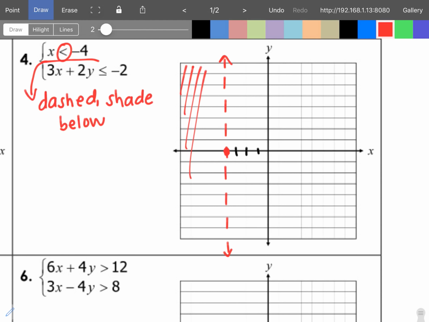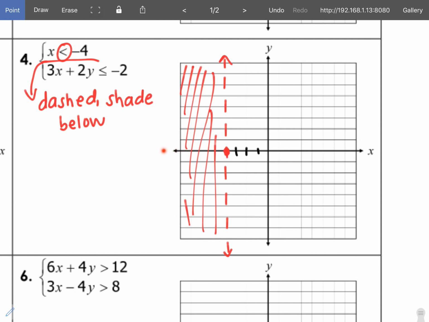So we're going to shade to the left because all of this area over here is where the x is getting smaller. The x just continues to get smaller, right? So shade below could also be shade to the left. The only time it would be shade left is if it was just a vertical line like this.